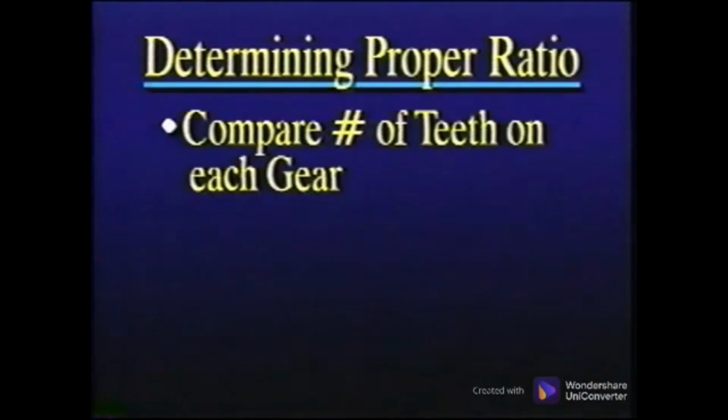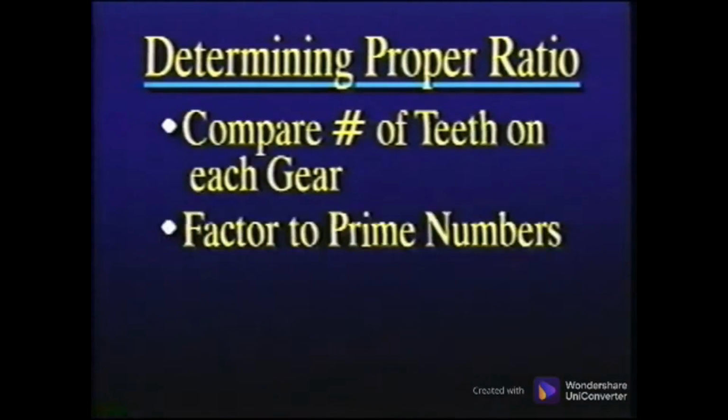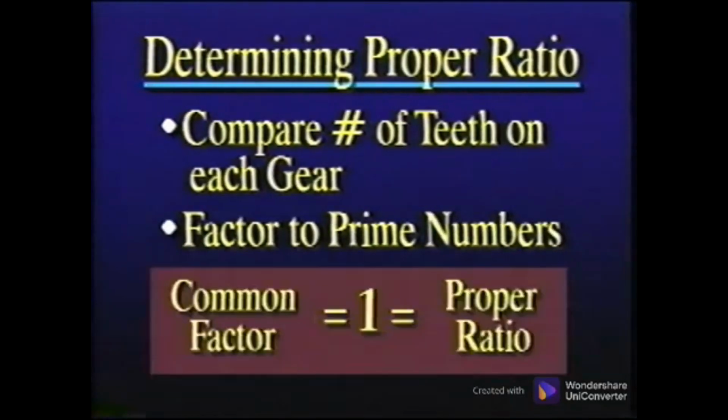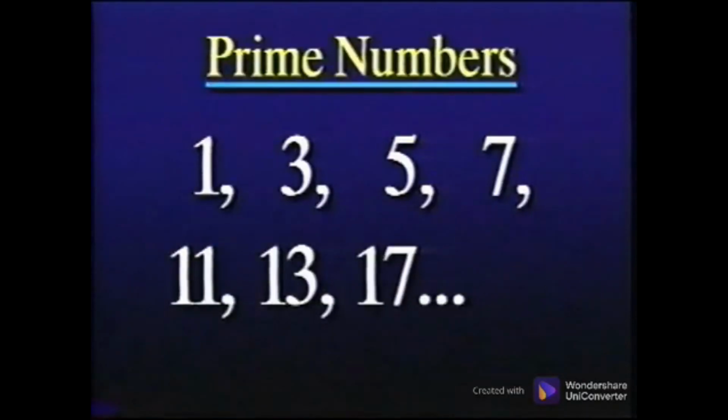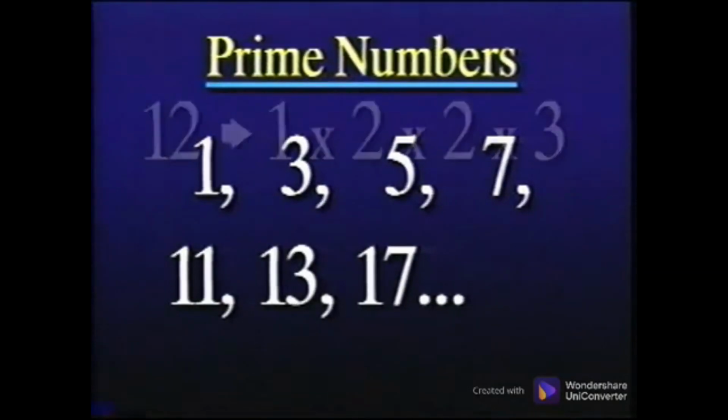Comparing the number of teeth on each gear and factoring them to their prime numbers will determine whether the ratio is a proper ratio. A proper ratio will have no other common factors than one. A prime number is a number that cannot be divided by any number other than itself and one. Prime numbers are 1, 3, 5, 7, 11, 13, 17, and so on.